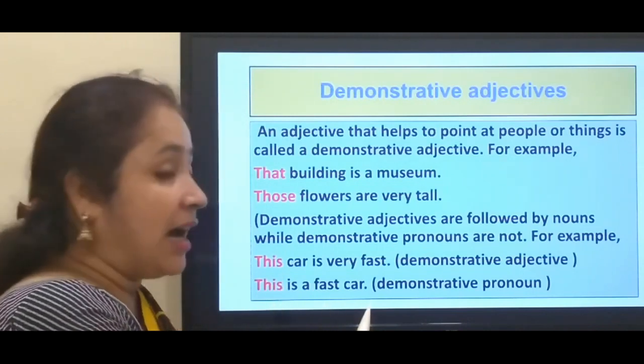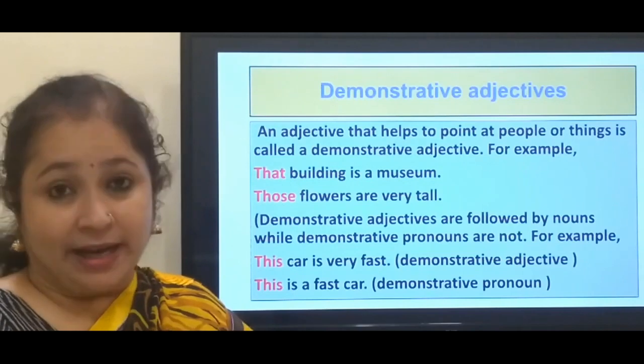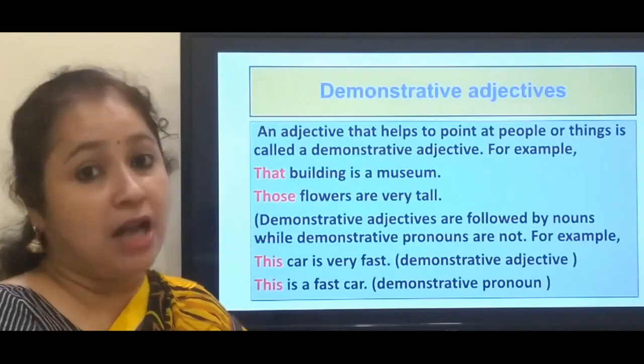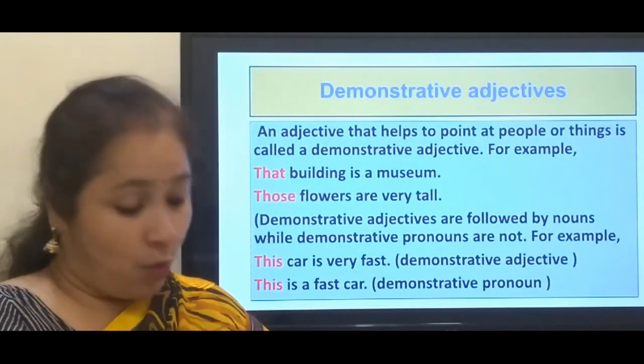This is a fast car. In this sentence, students, this is alone over here. It has not been followed by a noun. So, it is an example of demonstrative pronoun.